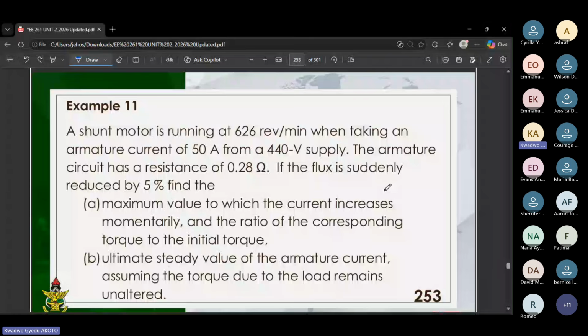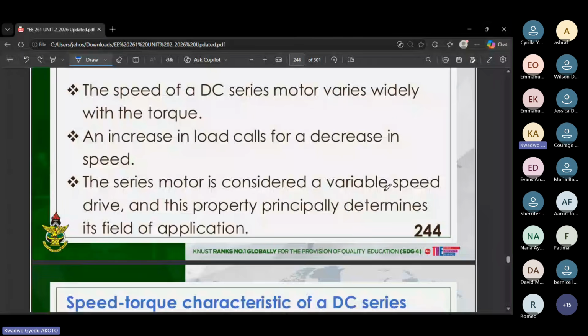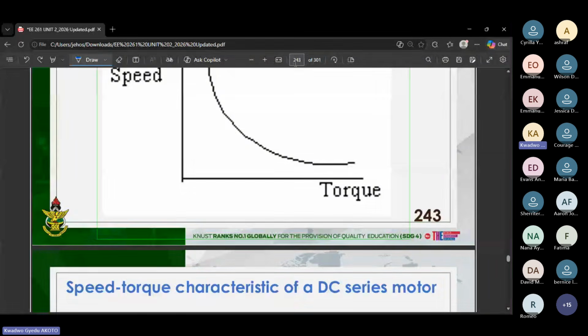A shunt motor running at 626 revolutions per minute when taking an armature current of 50 amps from a 4. Wait, no, I'm not supposed to start from this example. There's an example on the top. Sorry. Where is that one too? Or is that the example on the top? No. There's an example on the top at 223. Okay, so from slide 223, right?